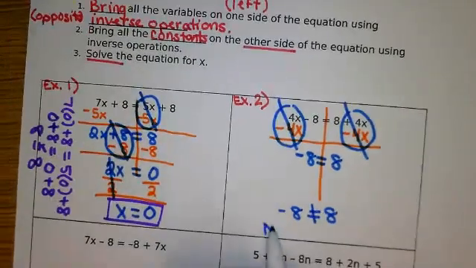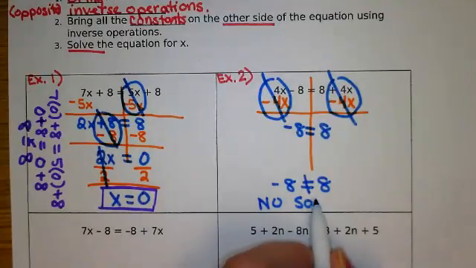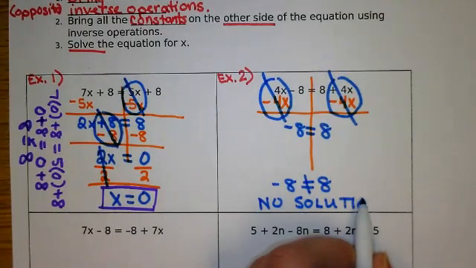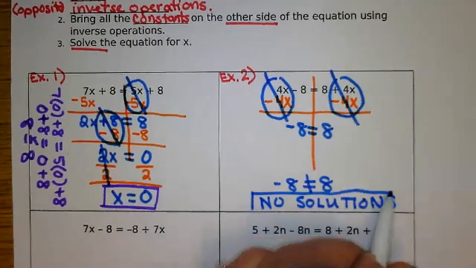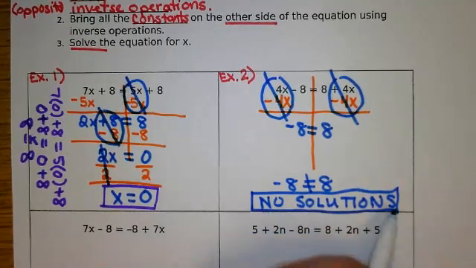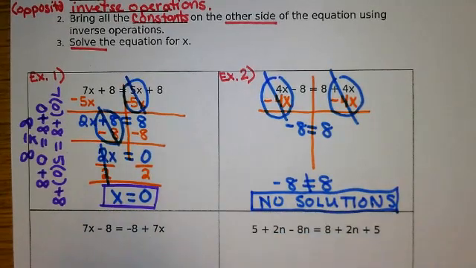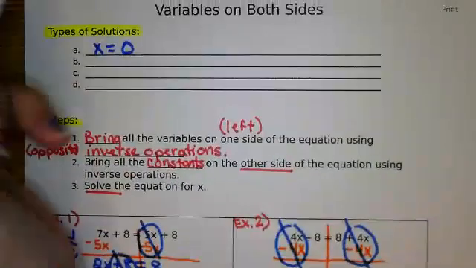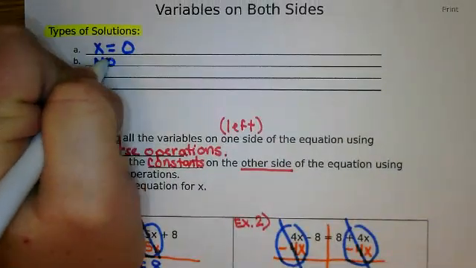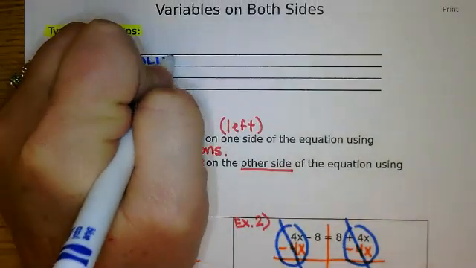Therefore, there are no solutions. So you can't even check it because you don't have any solutions. Now, you could pick a solution like 0, for instance, and see that it will, in fact, not balance out, okay? So if you wanted to do that, that's fine. So second type of solution is no solution.